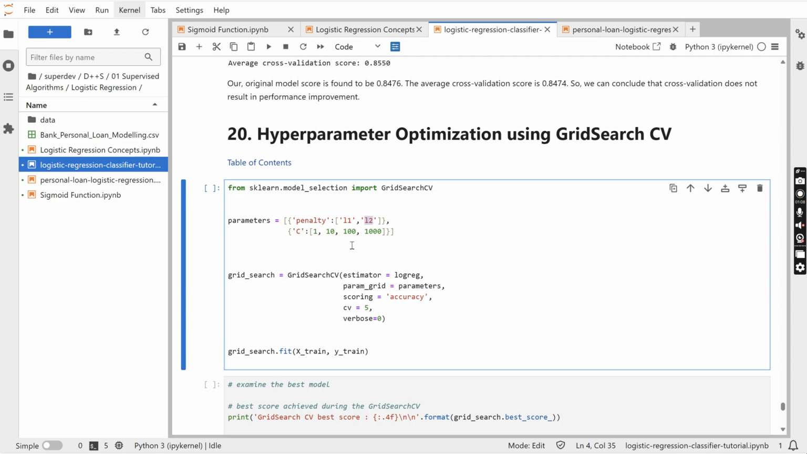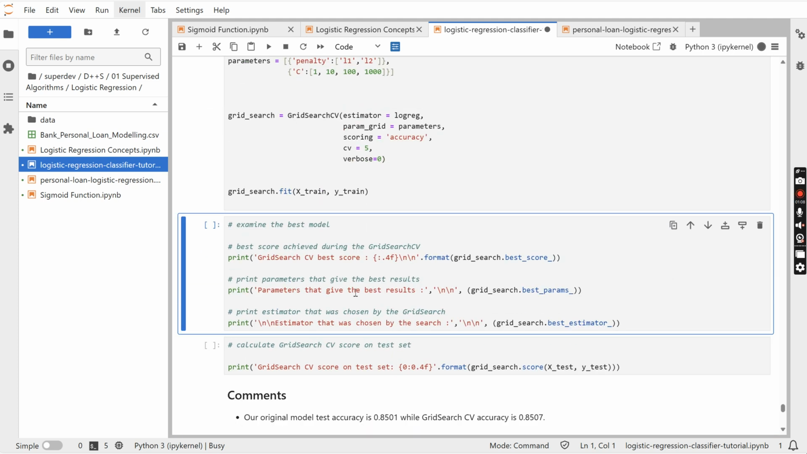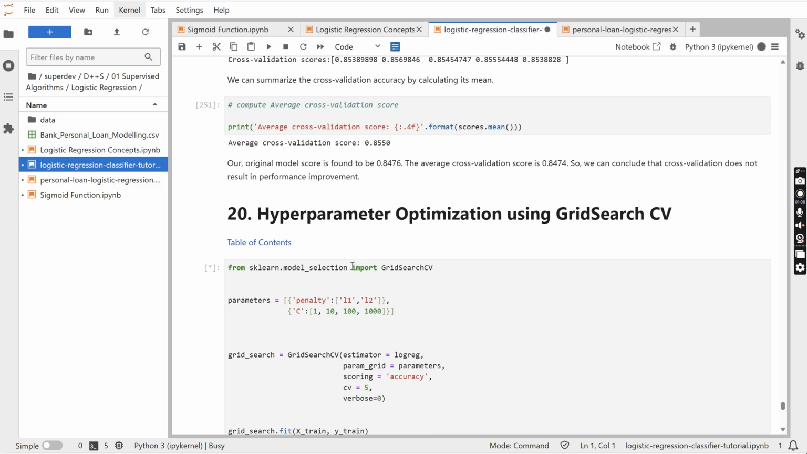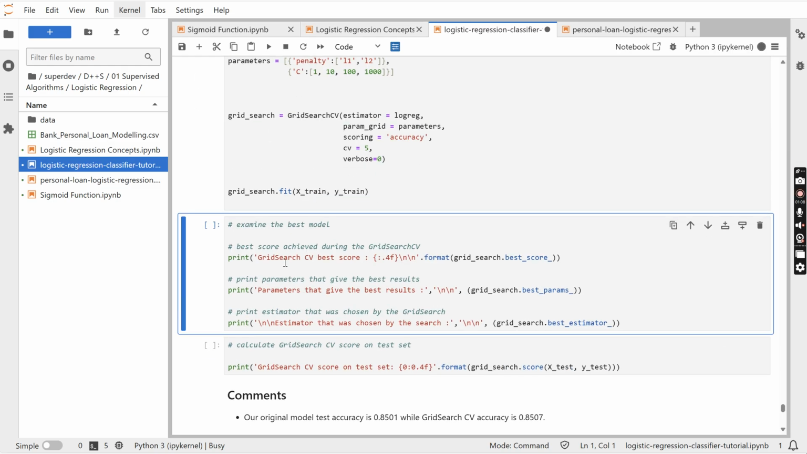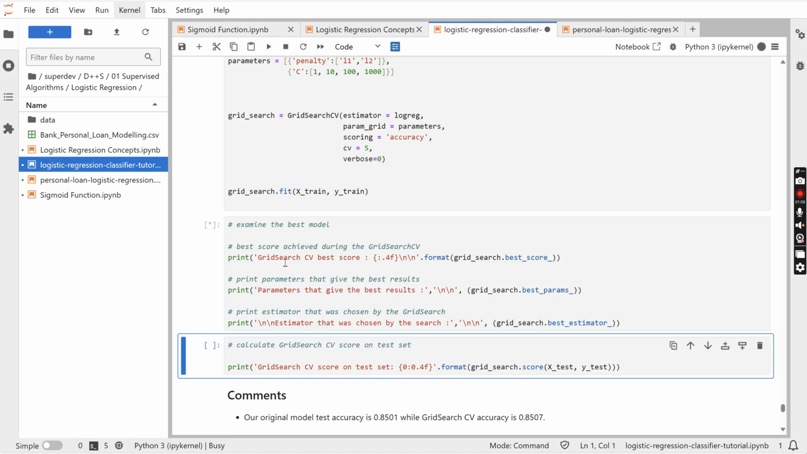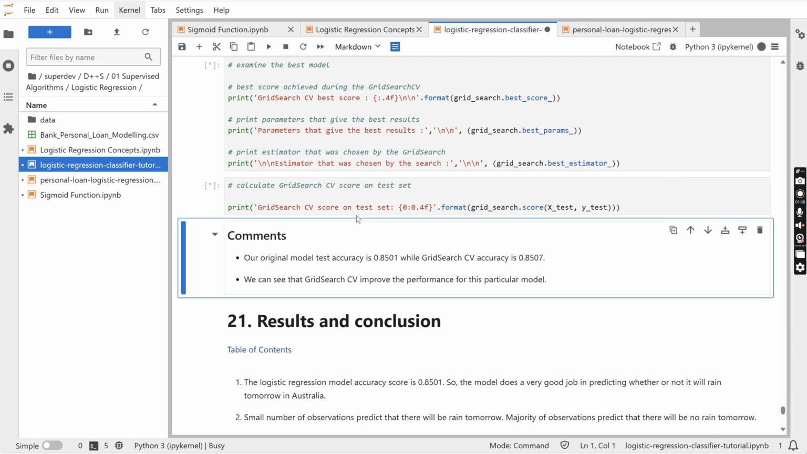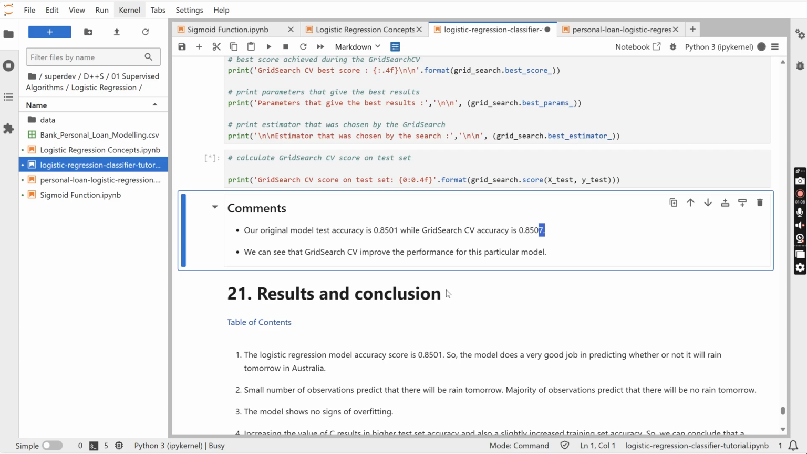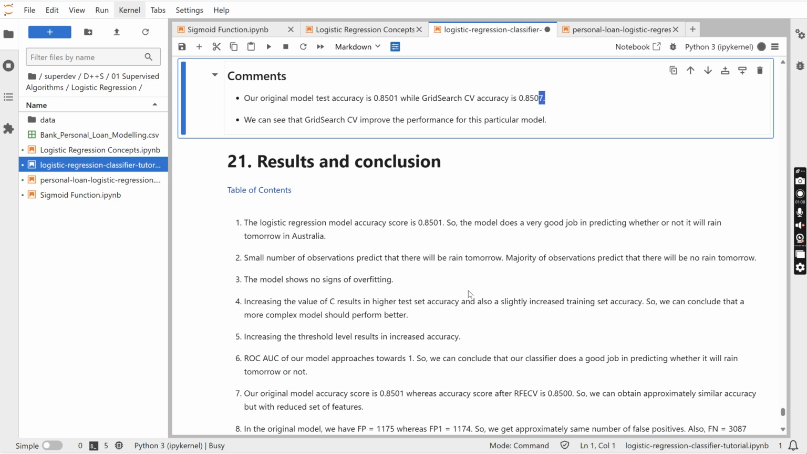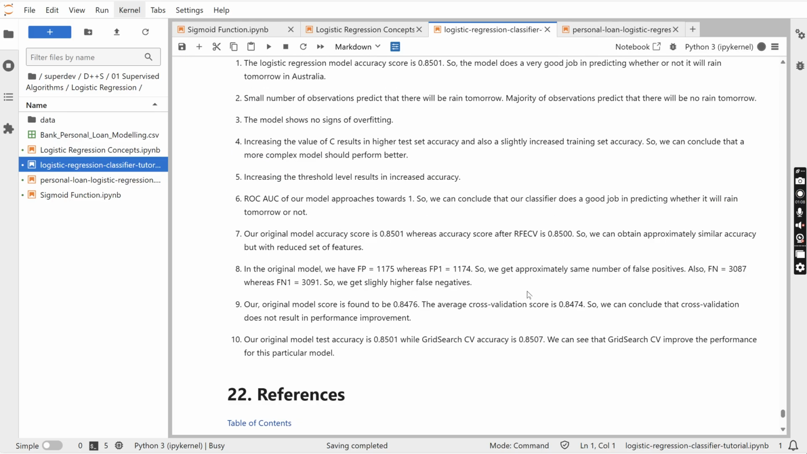So how many are there? 2 into 4 is 8. 8 different runs. For the 8 different runs, the model will pick whichever is performing as the best one. It is going to take time, by the way. And accordingly it will calculate the scores and give you the scores, showing which model is performing. I think I have already run it and I have obtained 0.8501. Okay, after this. So this is how you use the logistic regression model.